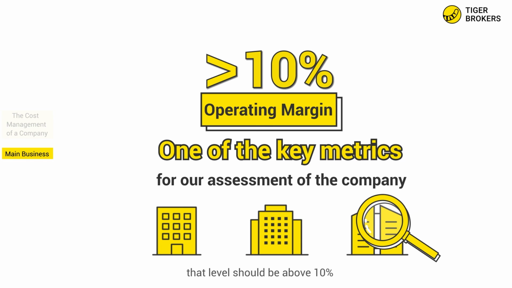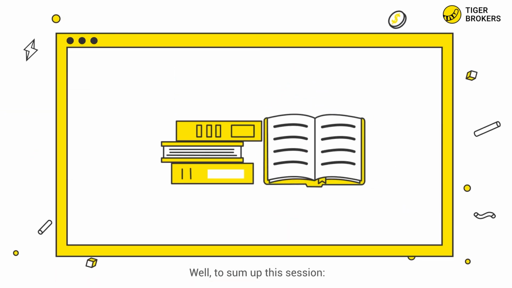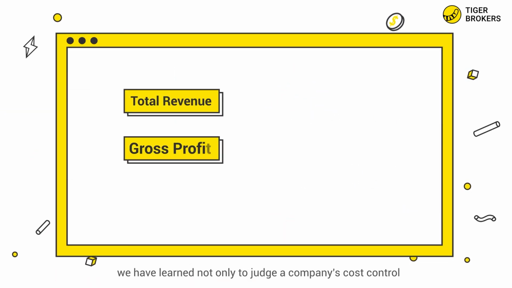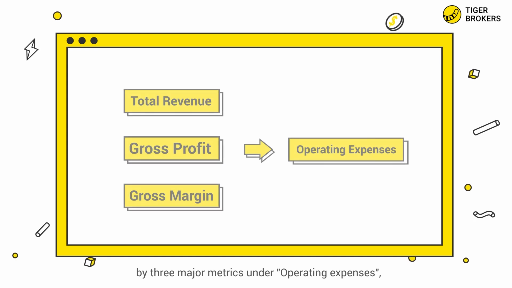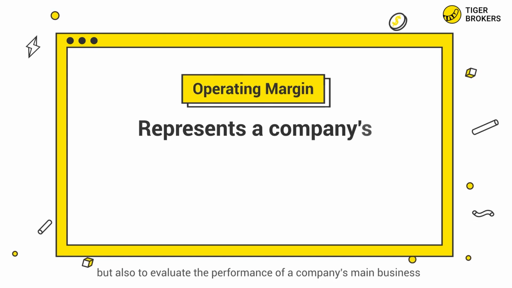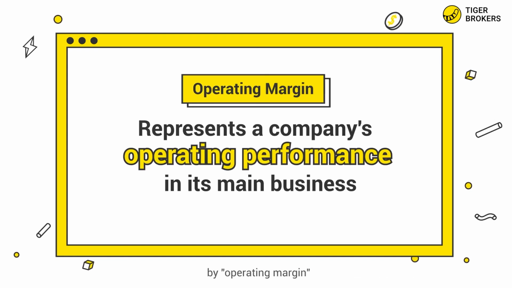Well, to sum up this session, we have learned not only to judge a company's cost control by three major metrics under operating expenses, but also to evaluate the performance of a company's main business by operating margin.